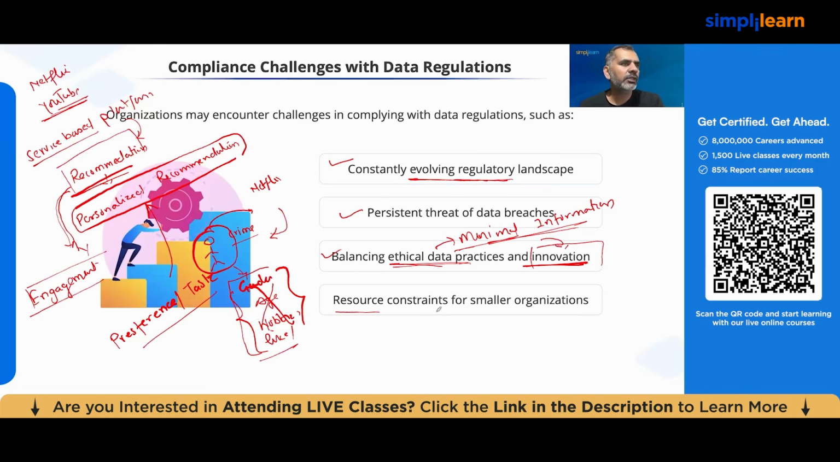And next is the resource constraint for smaller organizations. This is another challenge. If there is an organization which is pretty small, like a startup, and you talk about applying all these data ethical practices, you need to purchase certain licenses and resources. These resources are not available, so small organizations may violate some of the data ethical practices. There are certain challenges, and accordingly, you have to tackle them.